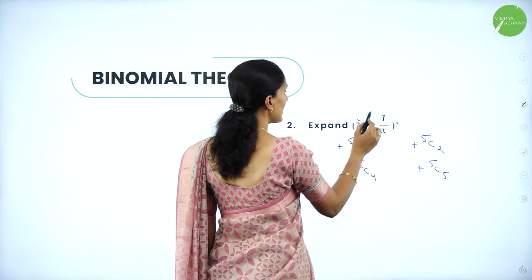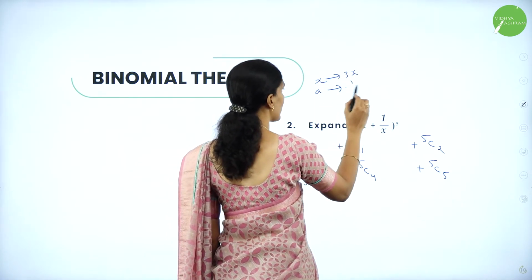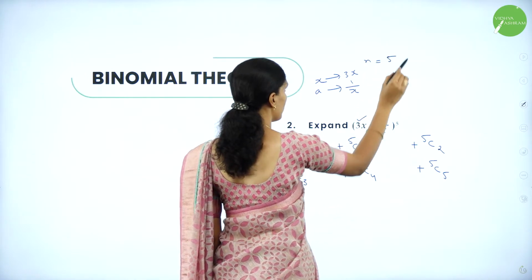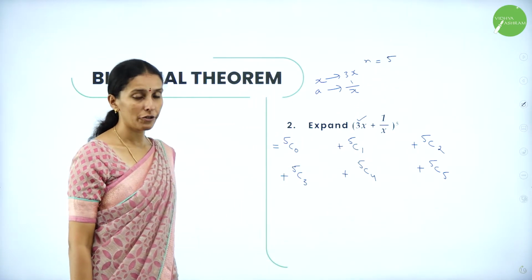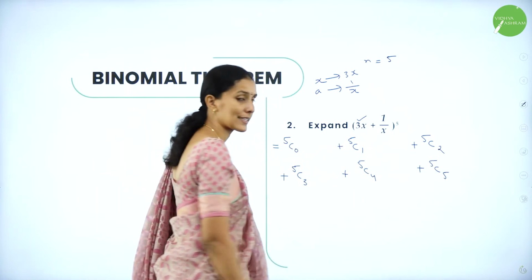Next, this is x. x is 3x here. a is 1/x here. And n is equal to 5. So when you have n equal to 5, the number of terms is 6. We can clearly see 1, 2, 3, 4, 5, 6.